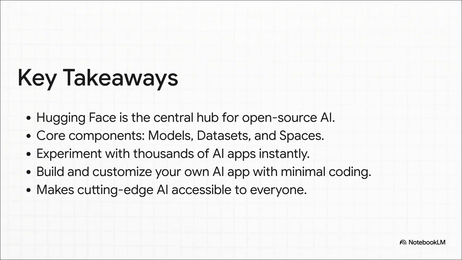All right, let's wrap this all up. We've seen that Hugging Face is really the global hub for open source AI. It's all built on those 3 key parts: models, datasets, and spaces. This means you can instantly go and experiment with thousands of AI apps. But even better, you can actually build and customize your very own app with way less coding than you'd think. The bottom line is, this platform is making the most powerful, cutting-edge AI accessible to pretty much everyone.